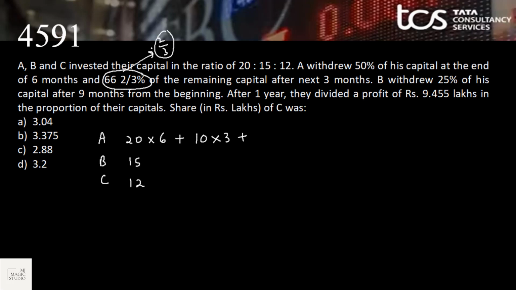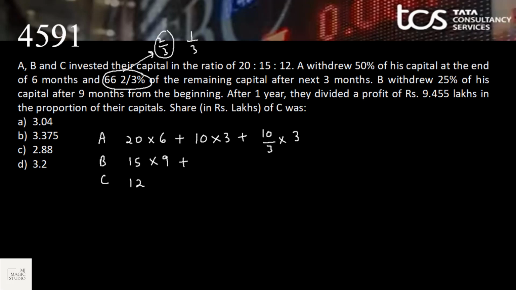Remaining, if we have withdrawn 2 by 3, remaining would be 1/3. So remaining is now 10 by 3, which is now invested for 3 more months, if we are taking 1 year into consideration. B withdrew 25% of his capital after 9 months. So B's capital 15 was invested for 9.